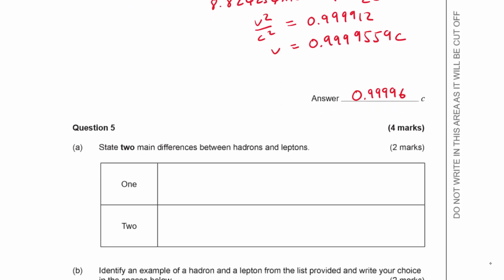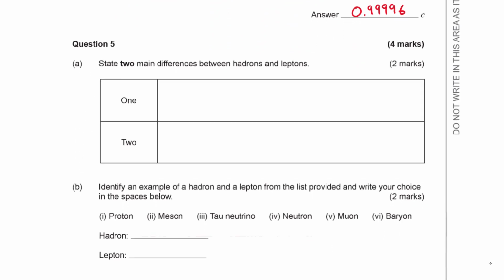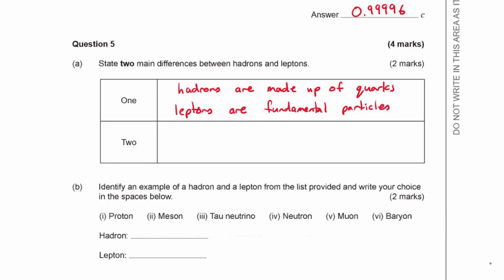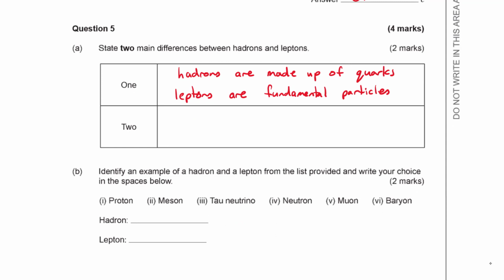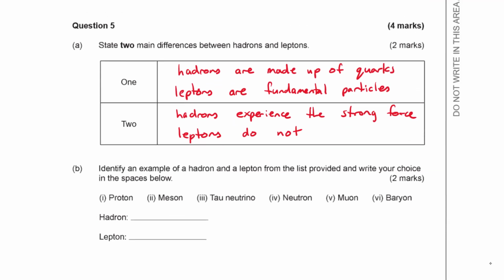Now, the next question, question 5, is asking to state 2 main differences between hadrons and leptons. So hadrons are made up of quarks, whereas leptons are fundamental particles. And if you want to extend from that, since hadrons are made up of quarks, you can say that hadrons experience the strong force. And you have to clarify that leptons do not. So it's really important that when you're answering these questions where it's asking to talk about differences, you talk about both particles. It's very easy to misinterpret this question and say, you know, hadrons are made up of quarks for number 1, and then for number 2 say that leptons are fundamental particles. You'd only get 1 mark for that.